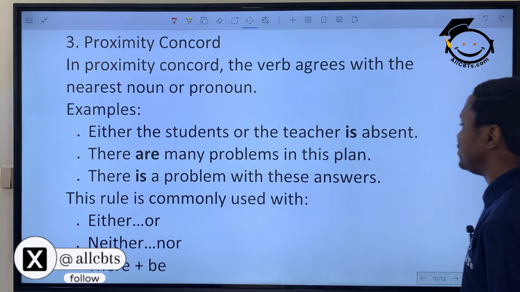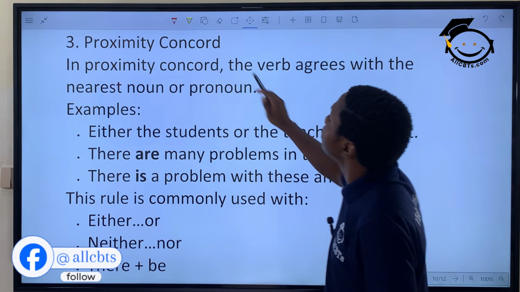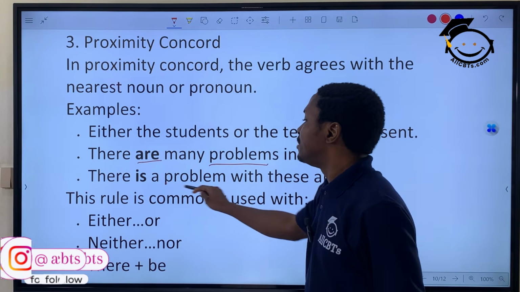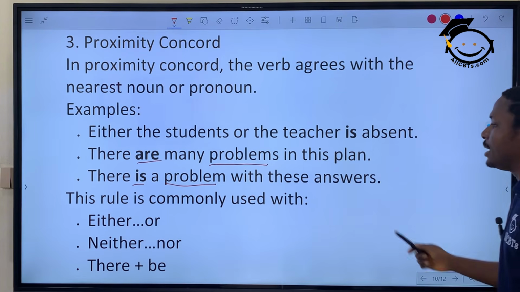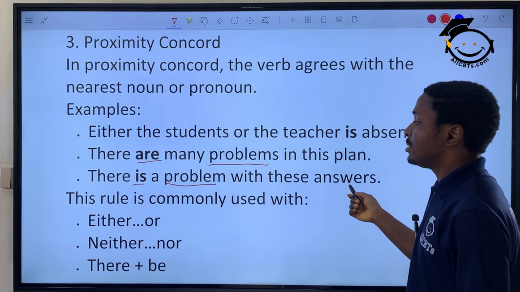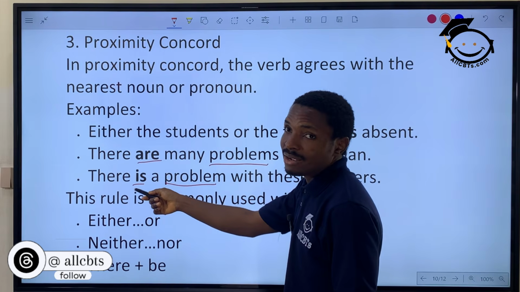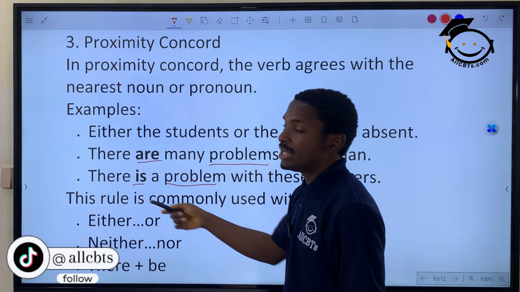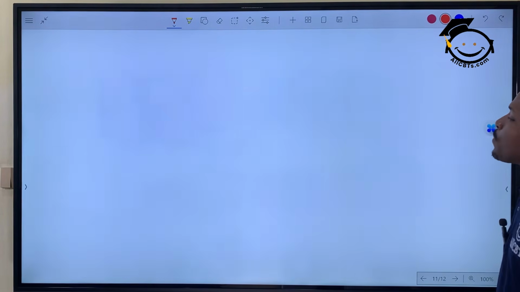Alright, are you still there? Okay, let me explain this. There are many problems in this plan. You can see problems are, problem is. You can see that. And look at this, answers is a subject here as well, but we are going with the nearer subject, which is problem. It's nearer to the is than this one. Do you get it now?